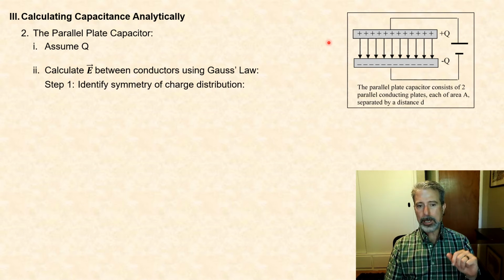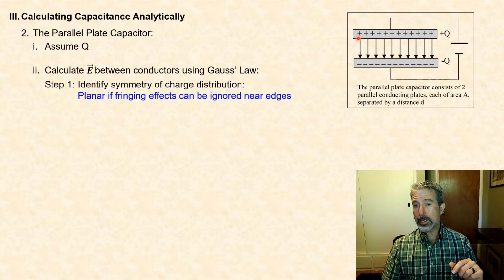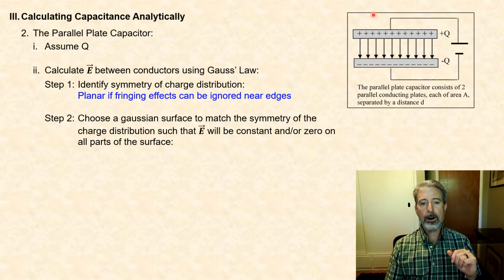So the steps to be able to do this: you identify the symmetry of the charge distribution, which we would say is planar. Now we will ignore any fringing effects at the edges of the plate. So okay, we typically do that. If we are not near the edges, we can assume that we have a nice uniform electric field in the region between the plates.